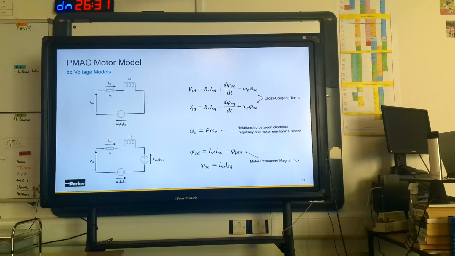Nobody ordered those. It happens when you take the equivalent circuits in the stationary alpha and beta axis and you do that vector rotation, you naturally end up with these cross-coupling terms. It's just the way it is, and you just have to live with it.